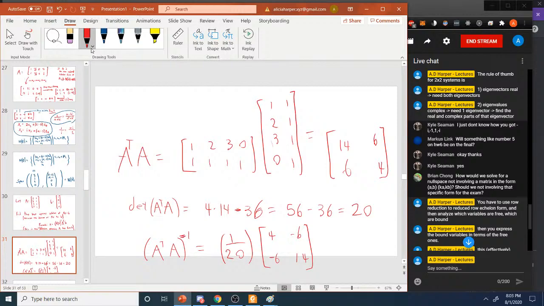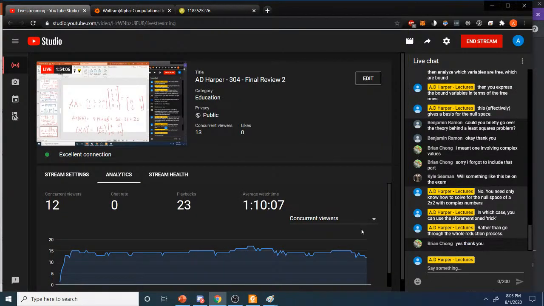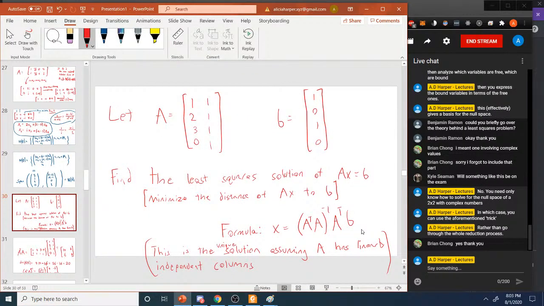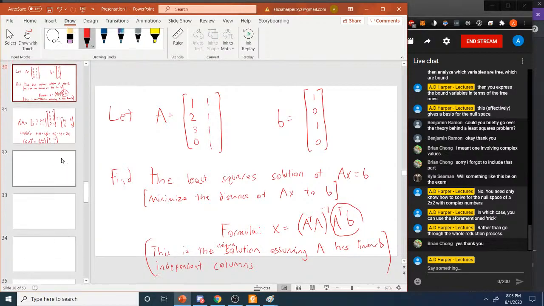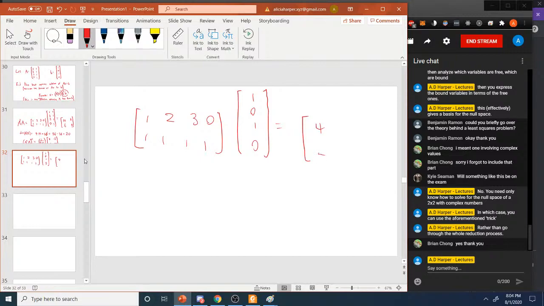So now I know what A transpose A inverse is, which helps me a lot towards applying my formula. The other thing I need to figure out is what A transpose B is. So let me go to another slide and do that. Well, A transpose is 1, 2, 3, 0, 1, 1, 1, 1. And then I multiply it by my vector 1, 0, 1, 0. And this is going to be, let's see, I'm going to get 4 for my first component and 2 for my second component.